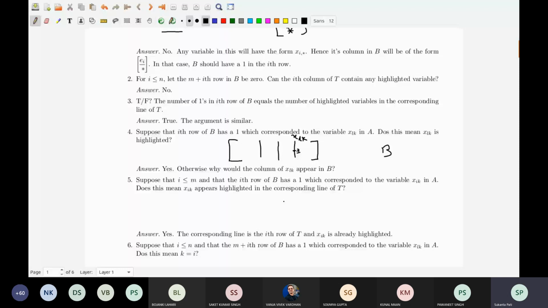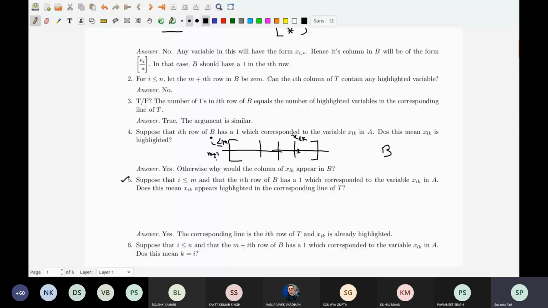Now, this is number 5. Suppose that i is less than or equal to m. A has 2 parts, remember? This first part is i less than or equal to m, and the second part is i greater than m. Actually, it is like m plus 1 to m plus n. This is the second part. This one sometimes we write as m plus i, no problem.